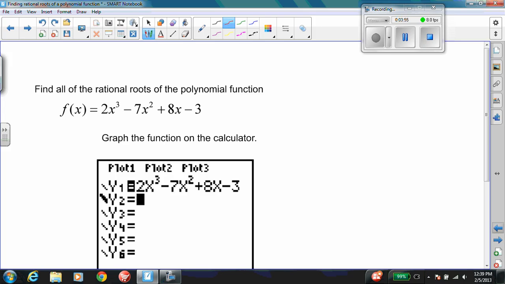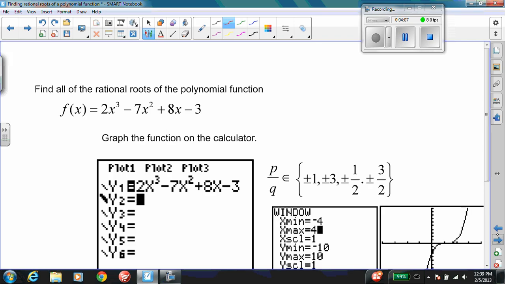So what I'm going to do to help me with this, rather than try to put in every single one of those factors, I want to graph this first. I'm going to put this in my y equals, and I get this graph.